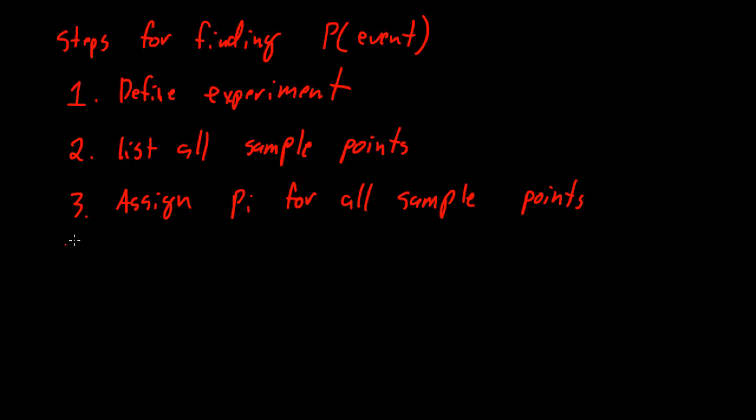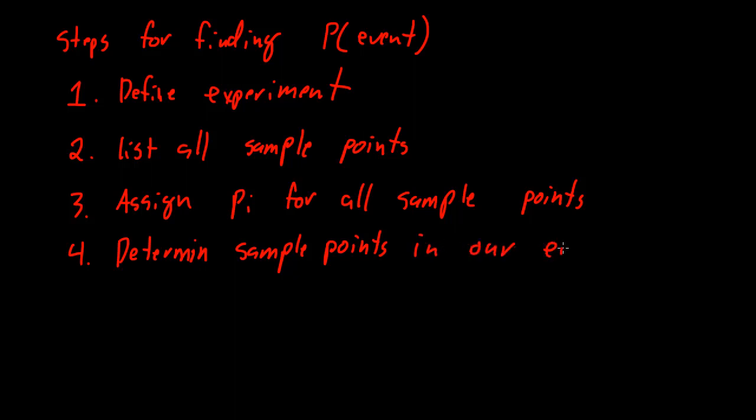The 4th step is we need to determine the sample points in our event of interest. So for our dice example, we might say that the sample points that we want to see are an even die roll, so 2, 4, or 6. So we just need to kind of lay out what that event actually looks like in terms of sample points.